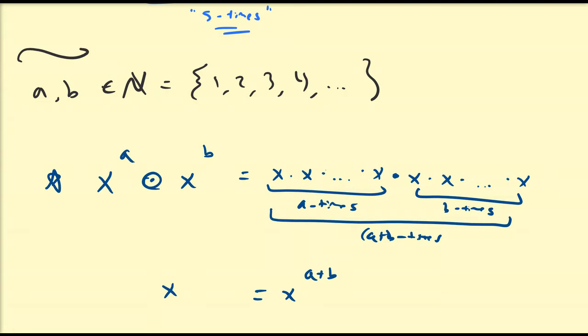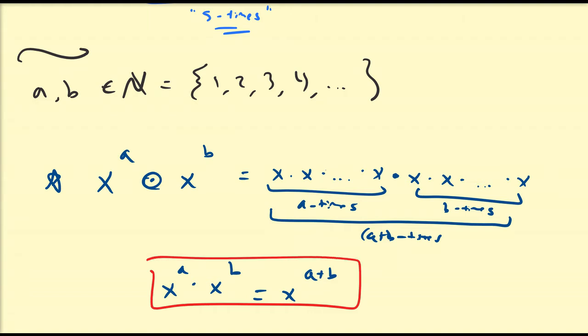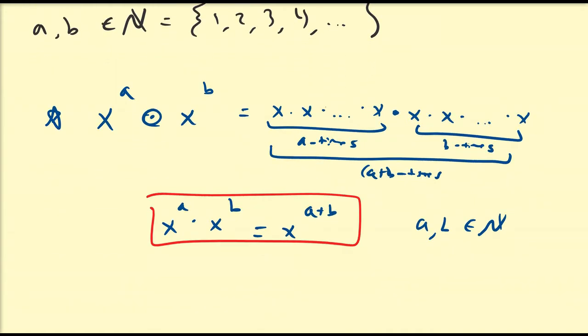So therefore, if we multiply two expressions with the same exact base, we can just add up the exponents together. So this is the first basic property. And this is clearly true where a and b are both natural numbers. So as an example, if I have x to the 7th times x to the 5th, this is the same as x to the 7 plus 5, which is equal to x to the 12th.